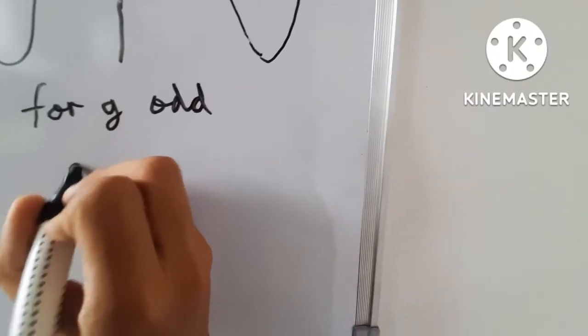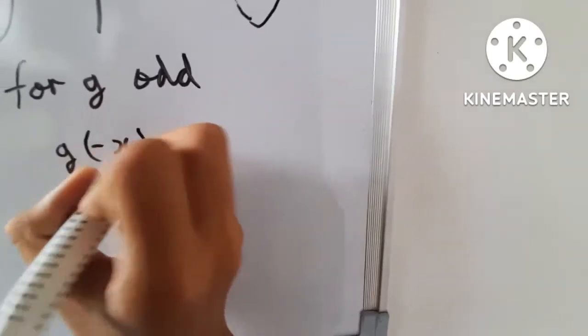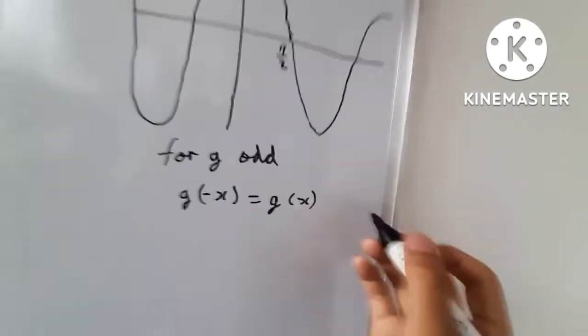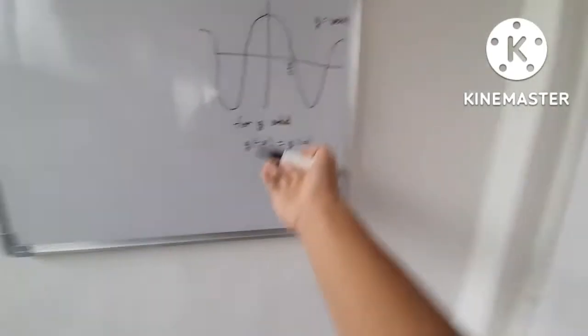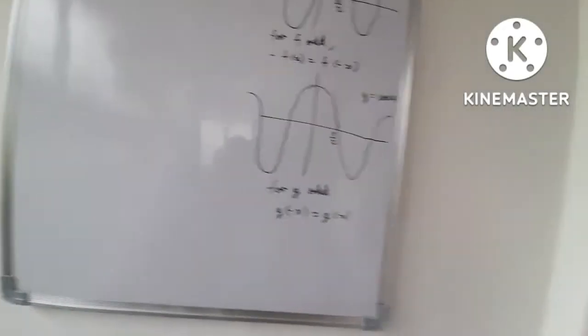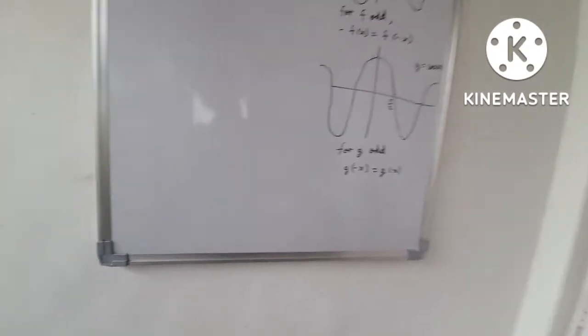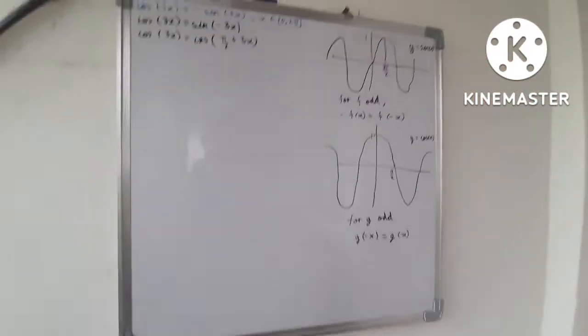We have g of minus x is equal to g of x, and vice versa. This goes both ways. Of course, that's inequality. So g of minus x is equal to g of x. Well, then let's call x pi by 2 plus 3x.